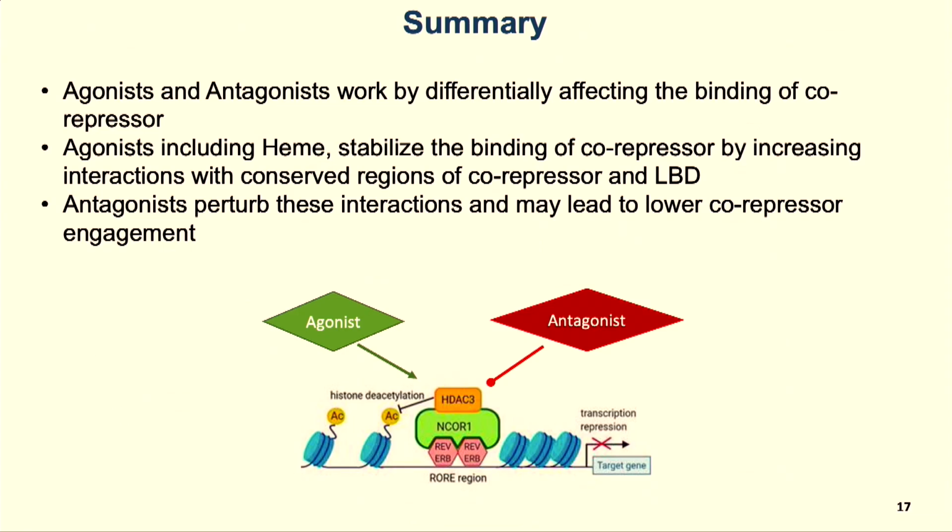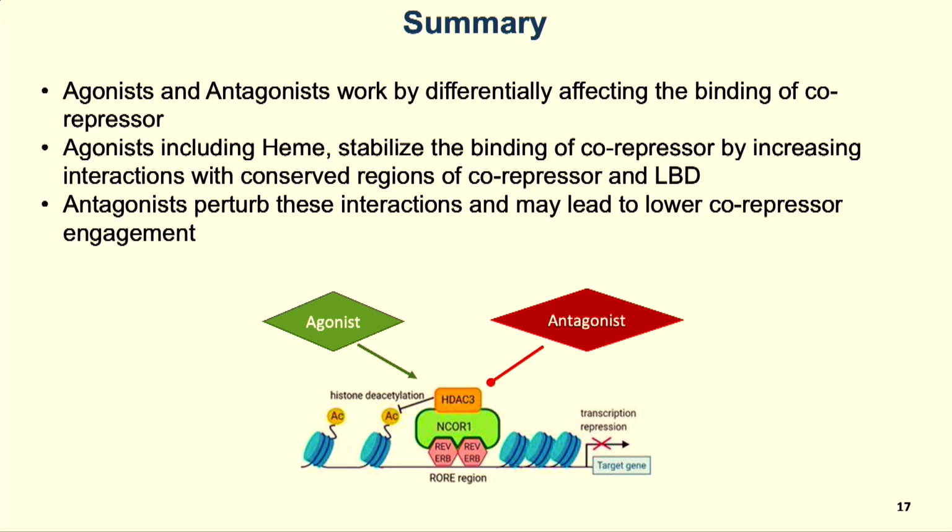There are other analyses that we did. I'm not presenting them here, but essentially what we found is that agonists and antagonists work differentially by affecting the binding of Corepressor. We have been able to identify the region which is responsible for this. So binding of ligand, what is it doing to particular regions of the helices of Corepressor and Rev-Erb, which lead to this particular effect. Agonists, including heme, stabilize the binding of Corepressor by increasing the interactions with conserved regions of Corepressor and ligand binding domain. Antagonists perturb these and lead to lower Corepressor engagement. So this is how basically we have been able to identify.